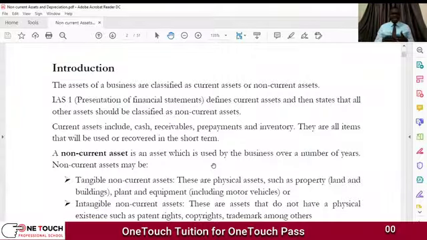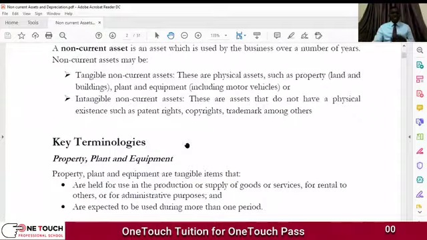Now, when they talk about intangible non-current assets, we are saying that these are assets that do not have a physical existence, such as patent right, copyright, software. Now you cannot see the software. You may see what the software can do, but the actual software you cannot feel and touch. Do you get the point? Good. So intangible non-current assets are assets that do not have a physical existence, such as patent right, copyright, trademark, among other forms. Good.